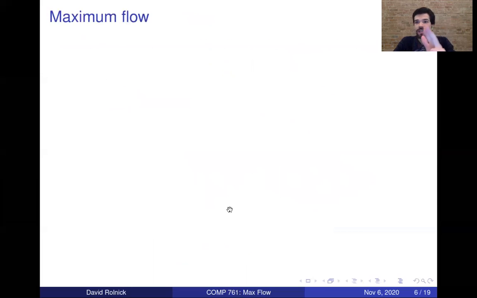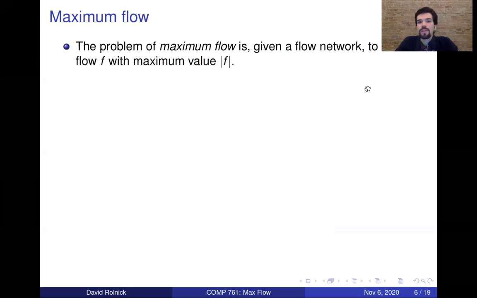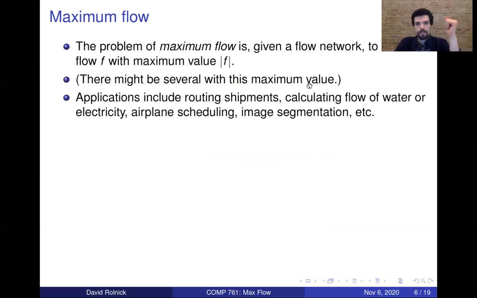Okay, sorry, it's not actually the next slide. It's in a few slides. Maximum flow. So the problem with maximum flow is, given a flow network, to find a flow with the maximum value. There might be several of these flows. There might be several possible flows with the same maximum value, and we just want to find one of them.